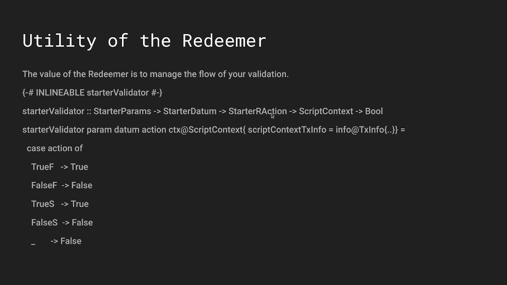Instead of the old action name, I'm calling it StarterAction, and using that new name I'm able to use the same definition in the function. However, now I'm using different cases of the action parameter: in case it's true first, then the validation is true. In case it's false first, it's false. In case it is true second, it is true. False second, it is false. And any other value you send will also be false.